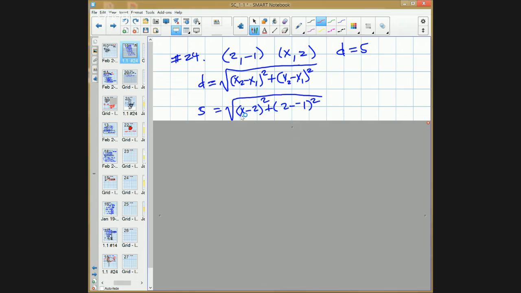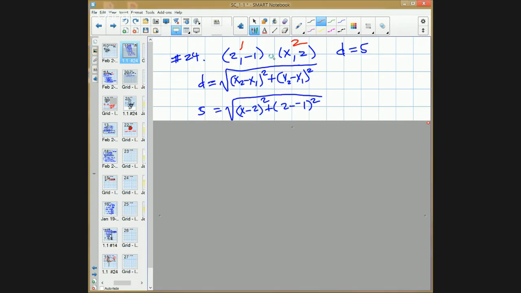And it's x. So all I did, this is my point 1, this is my point 2. So when I did x2, that's an x. x1, that's a 2.